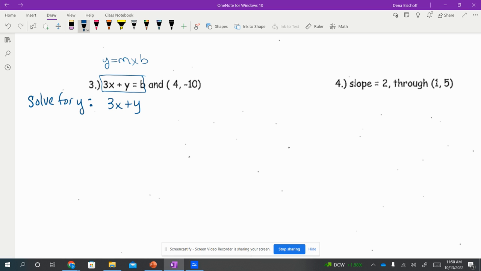So 3x plus y equals b. How do I get y all by itself? This is a literal equation. We've done this. We're just trying to get this variable alone on the left side. Subtract what? 3. Subtract 3x.